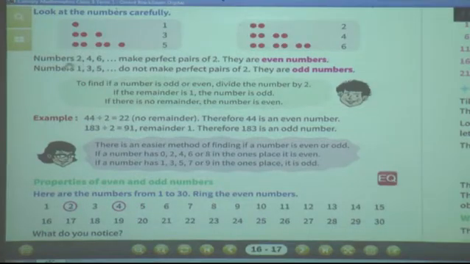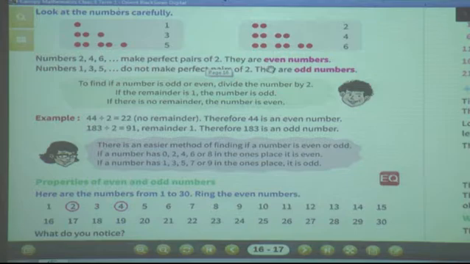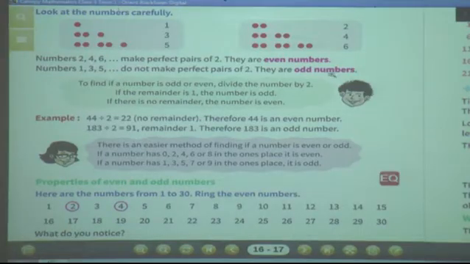Now see this, numbers 2, 4, 6 make perfect pairs of 2. So they are called even numbers. And the numbers 1, 3, 5 do not make perfect pairs of 2. So these are the odd numbers. Now there is one more trick to find out even or odd numbers.